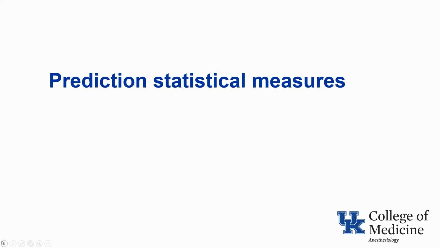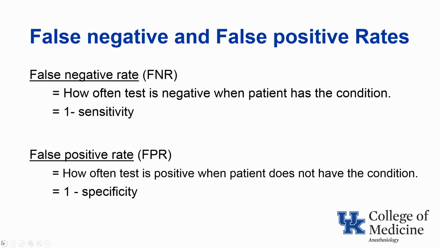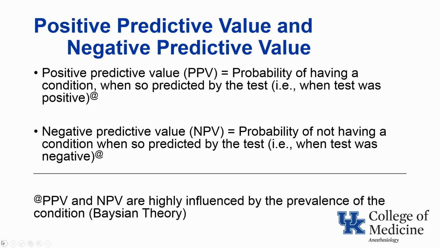Prior to this discussion of predictors, I think it's important for you to review statistical measures of predictions. These include the concept of sensitivity and specificity as summarized on this slide, the concept of false negative and false positive, and the concept of positive predictive value and negative predictive value.